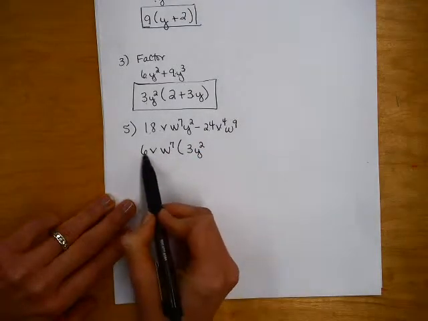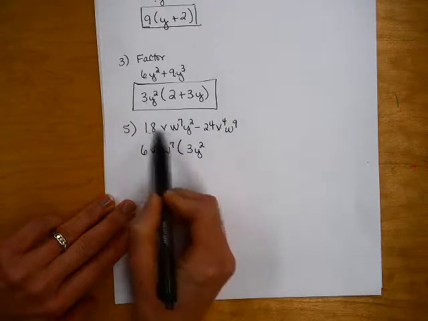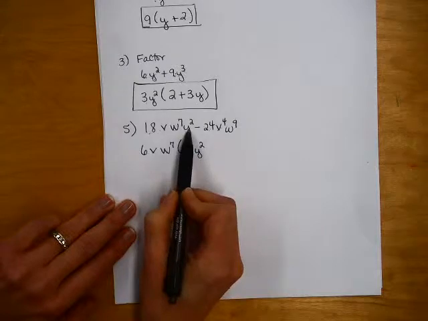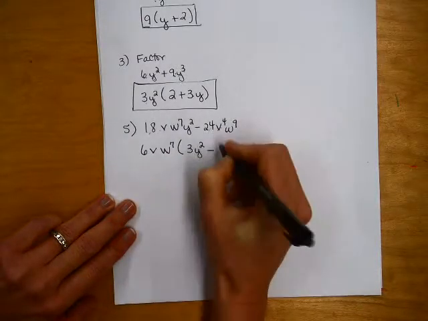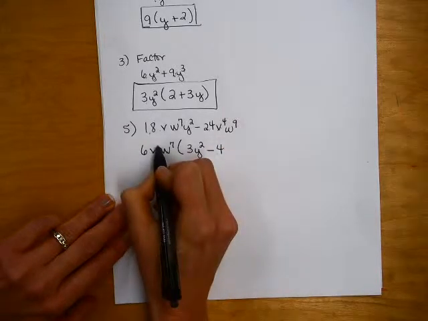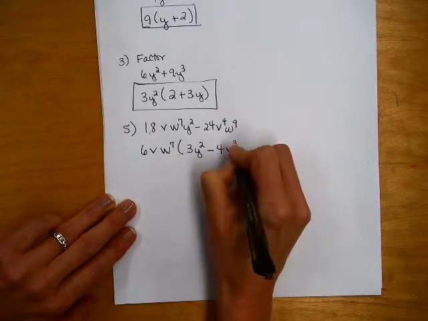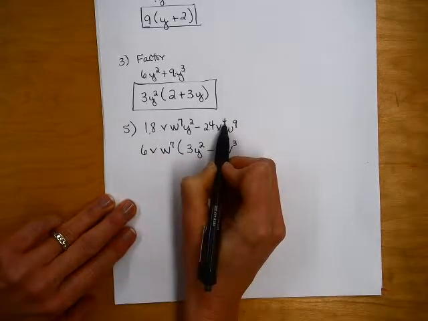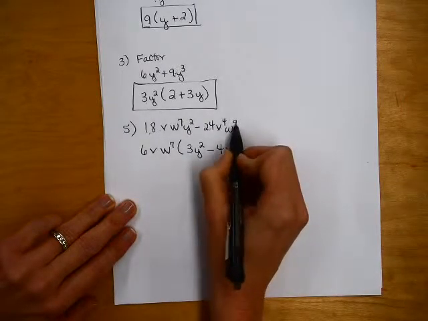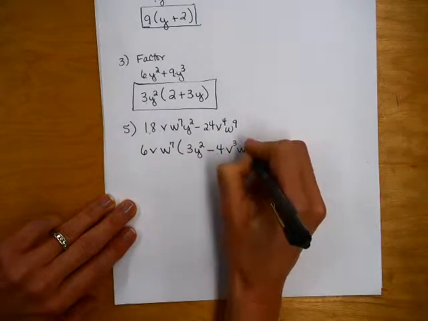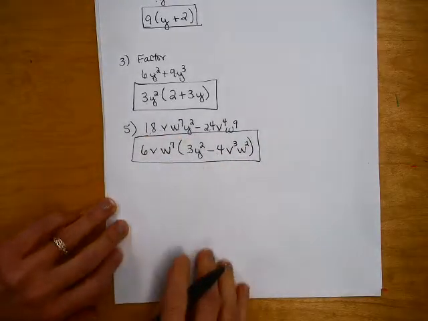Because if I multiply back 6vw to the 7th times 3y squared, that would give me 18vw to the 7th y squared. Minus, now 6 times 4 would give me 24. This is really v to the first, so v to the first times v to the third would give me v to the 4th. And then finally, w to the 7th times w to the 2nd would give me back that w to the 9th. And there I have factored that problem.